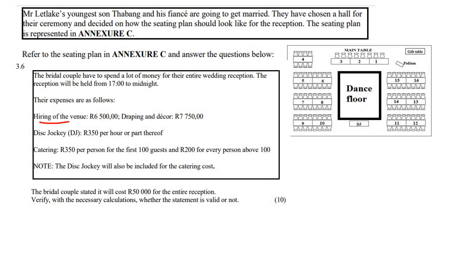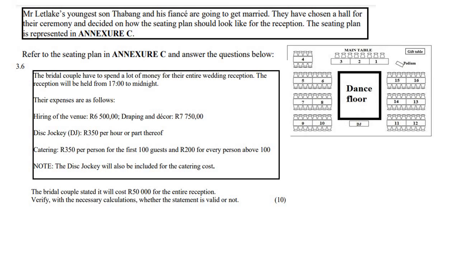You're hiring the venue. You got to do draping and decor. Then you got to pay for the DJ. Catering per person for the first 100 guests and 200 for every person over that. And then the disc jockey will also be included for the catering cost. Shame, the poor dude also has to eat some food. Okay, so the bridal couple stated that it will cost 50,000 Rand for the entire reception. Verify if this is valid or not. Okay, this is exciting. So we get to go count all of this up now.